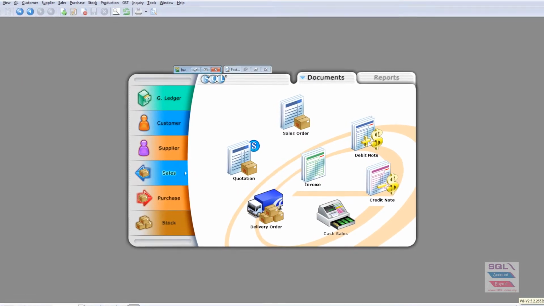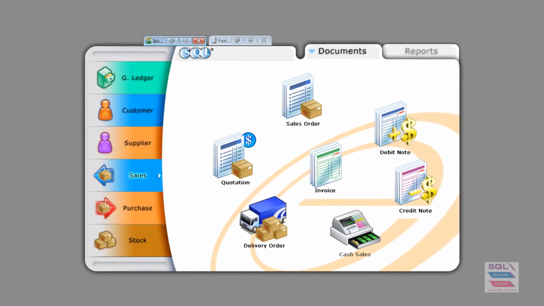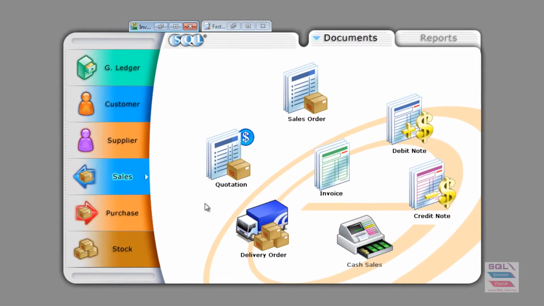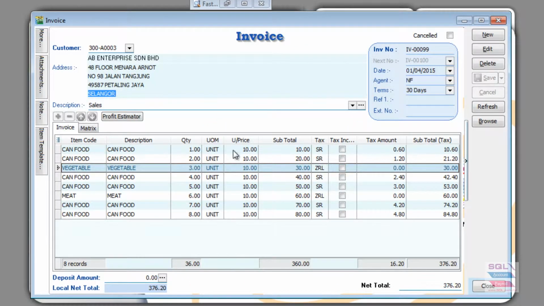Now I'm going to show you what is required by Royal Malaysian Customs in a full tax invoice. Go to Sales and open up your invoice. This is a very typical key-in invoice screen in SQL Account. You've got your customer, your date, your invoice number, the salesperson, and of course the item.